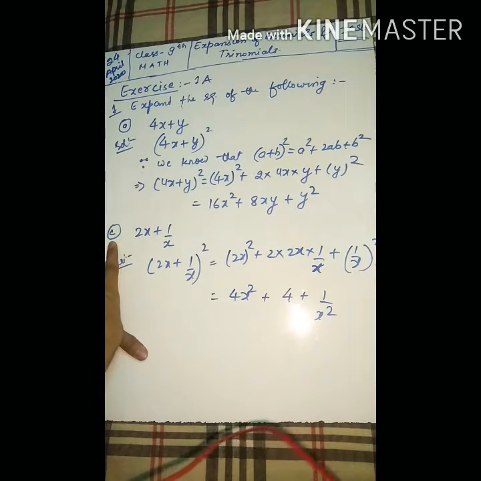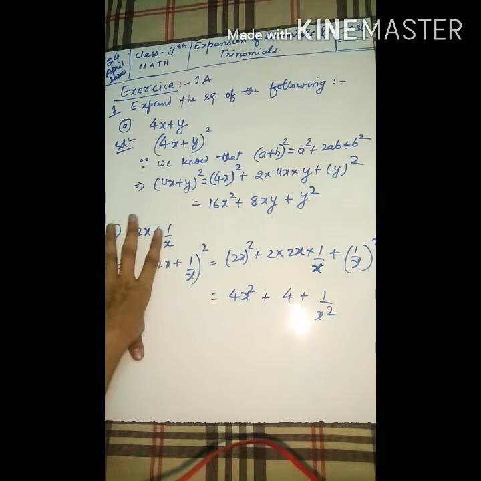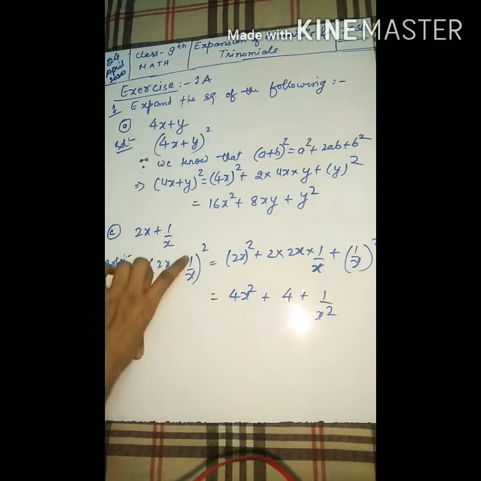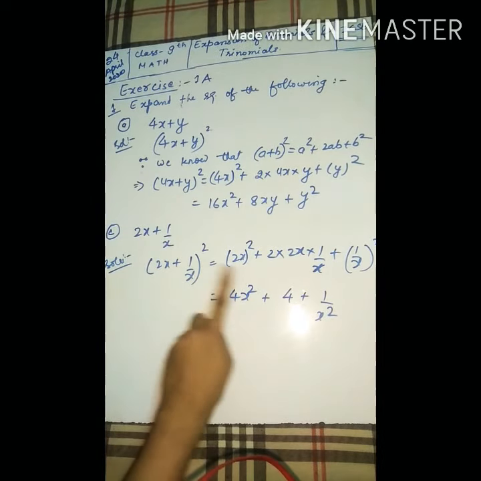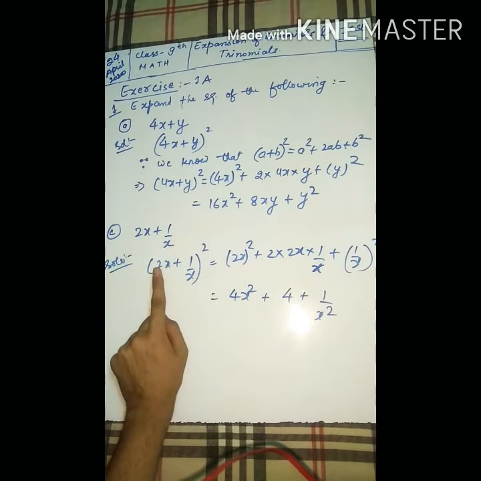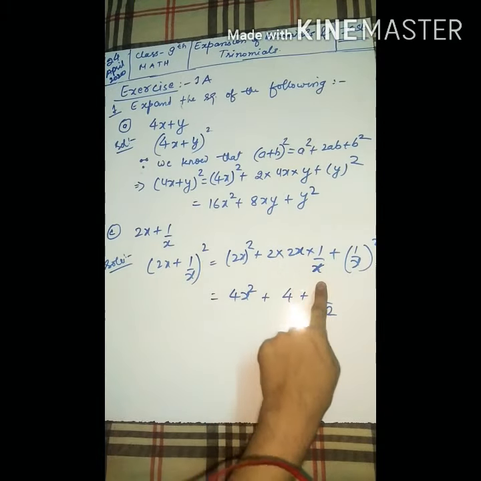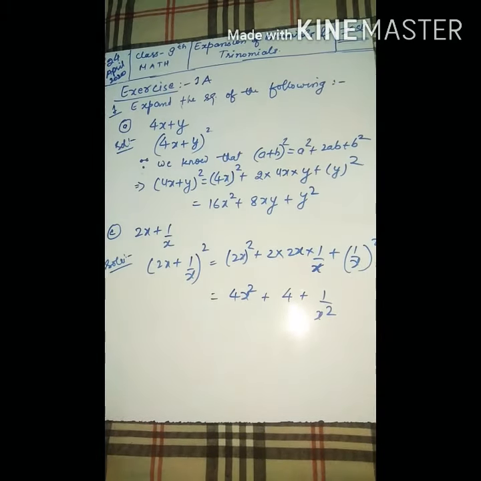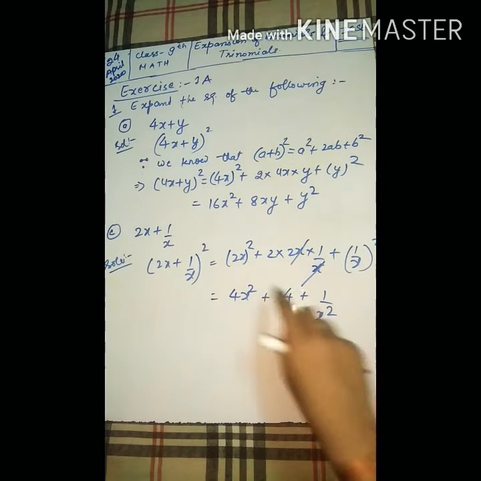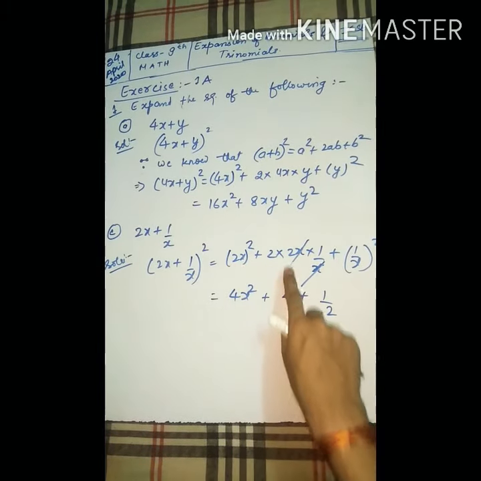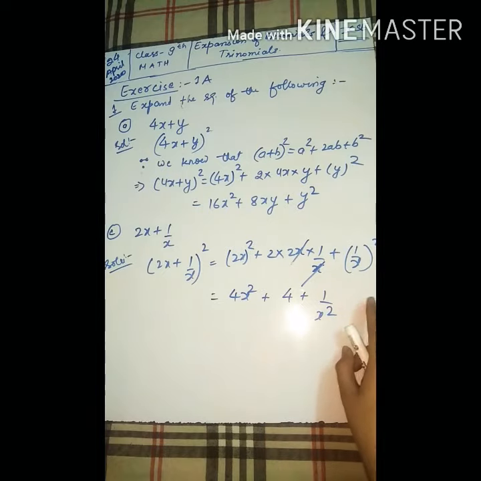Okay, come to the C question. The exercise I will share on the group, so that it would be easy for you to do the homework. C question: 2x plus 1 upon x the whole square will give you a square, which is (2x) the whole square, plus 2 into a into b, plus (1 upon x) the whole square. From here this x and x will get cancelled, so 2 square is 4, x square, 2 into 2 will give you 4, and (1 upon x) the whole square will give you 1 upon x square.